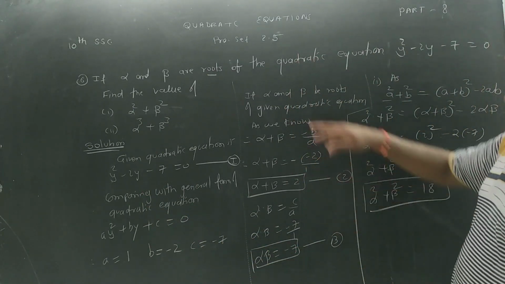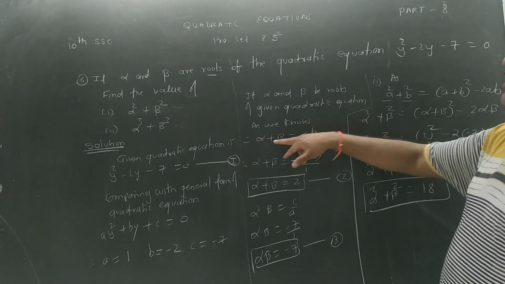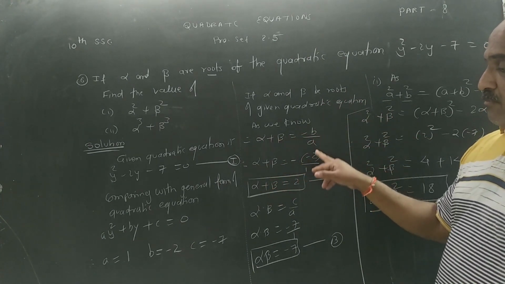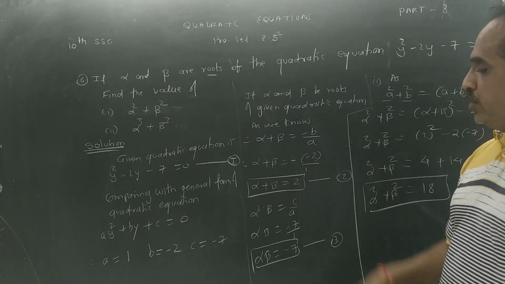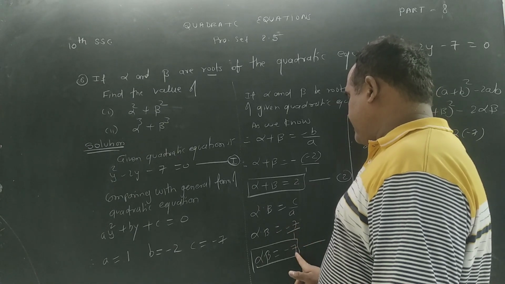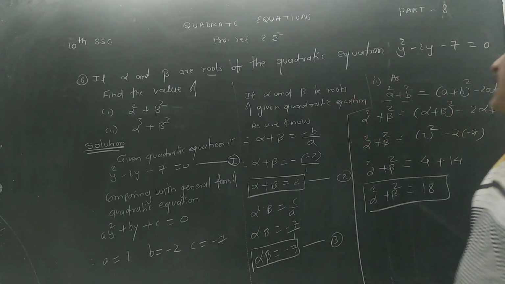And if I am taking alpha and beta as the roots of the given quadratic equation, alpha plus beta is equal to minus b upon a. Alpha plus beta is equal to minus of minus 2 upon 1. Alpha plus beta is equal to 2. And alpha into beta is c upon a. So alpha into beta is minus 7 upon 1, which is minus 7.